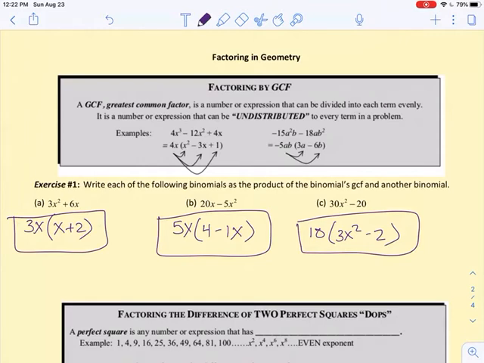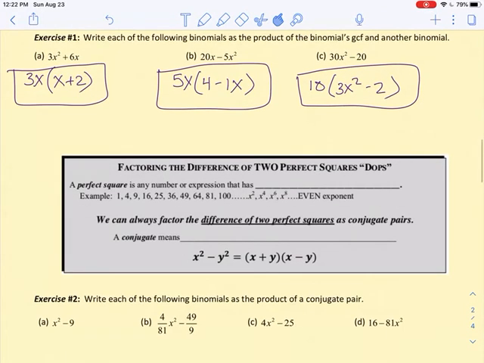And the next kind of factoring is the difference of two perfect squares. Now, what's a perfect square? If we look right here, my perfect squares are numbers like 1, 4, 9, 16, 25, 36. Why are those perfect squares? Because the square root of 4 is 2, the square root of 9 is 3, the square root of 16 is 4. So those are considered perfect squares. And I can even have letters that are perfect squares. X squared, the square root of x squared is just x.